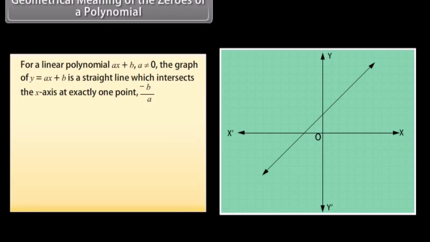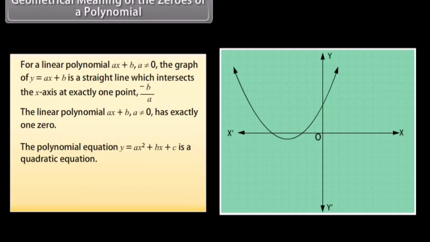Geometrical meaning of the zeros of a polynomial. For a linear polynomial ax + b, a is not equal to 0. The graph of y = ax + b is a straight line which intersects the x-axis at exactly one point, -b/a. Therefore, the linear polynomial ax + b, a not equal to 0, has exactly one zero. The polynomial equation y = ax square + bx + c is a quadratic equation. The graph of a quadratic equation is a parabolic curve.